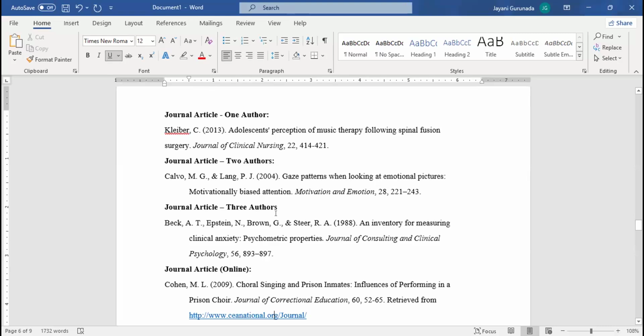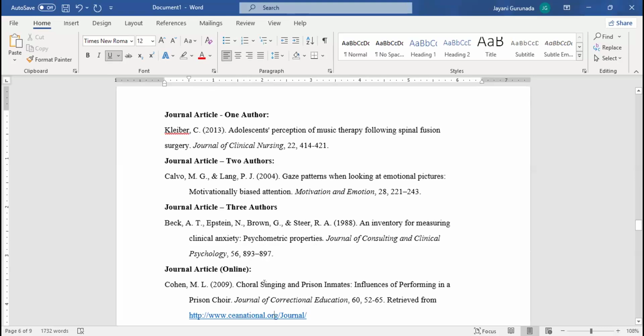Then journal article when there are 3 authors, right? Beck, comma, A.T., comma, Epstein, comma, N., comma, Brown, comma, G., comma, and Steer, comma, R.A., then the year. Then this is an inventory for measuring clinical anxiety, the title. Psychometric properties is also part of the title. Then Journal of Consulting and Clinical Psychology is the journal. The journal is italicized. 56 is the volume. These are the page numbers, right?